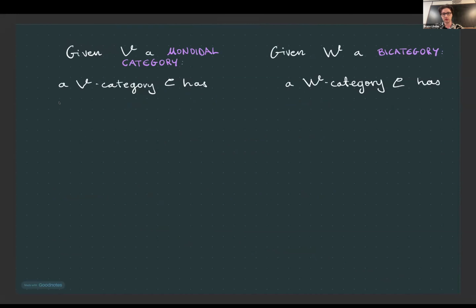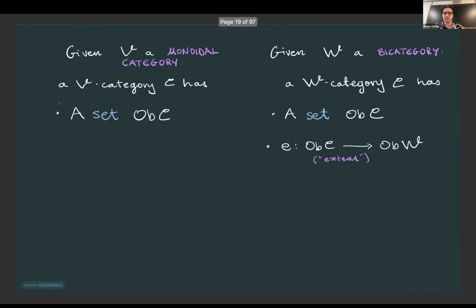So first of all, in both enrichment in a monoidal category and enrichment in a bi-category, we start with a set of objects. That's fine. But the main new thing that we have is a function from the objects of my enriched category to the objects of the base. And you usually refer to this as the extent of an object in C. So you can think of each object in C lying over an object in the base. And there's no equivalent piece of information for enrichment in a monoidal category.